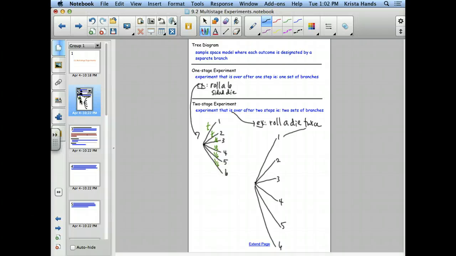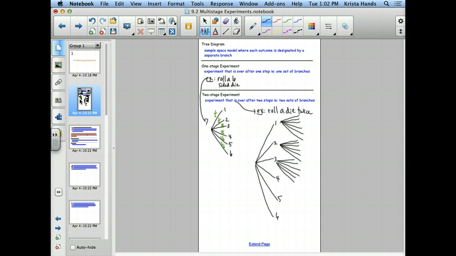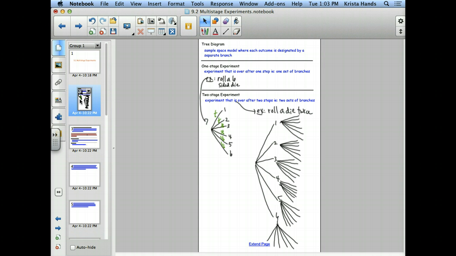So after this 1, I need 6 more lines. And after the 2, I need 6 more lines. And after the 3, I need 6 more lines. And I hope you have more space than I do. And after the 4, I need 6 more lines. I think there's one missing. And then here's my 6 down here at the bottom. Completely not drawn well. At the end of each one of those should be the numbers 1 through 6.